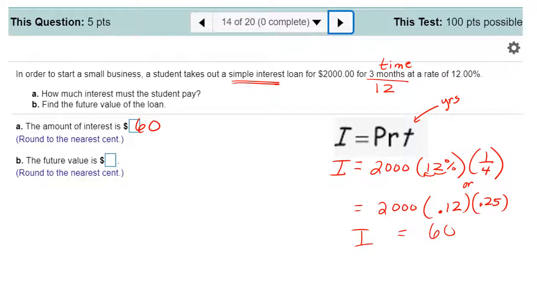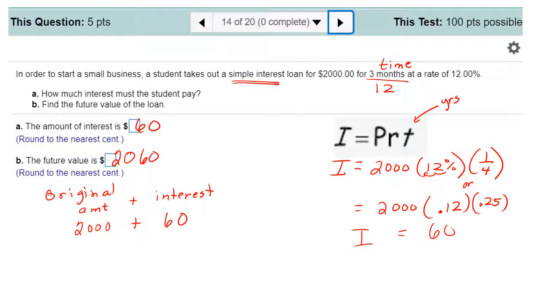Now to get future value, you would take the original amount and you would add the interest that you're going to be charged for this loan. So the original amount was $2,000. The interest that you had to pay back for the 3 months of using the money was 60. So the future total value paid back to this bank for the small business loan would be $2,060.